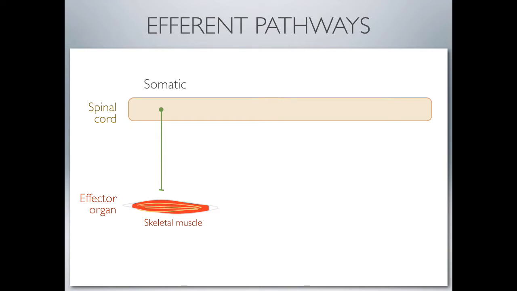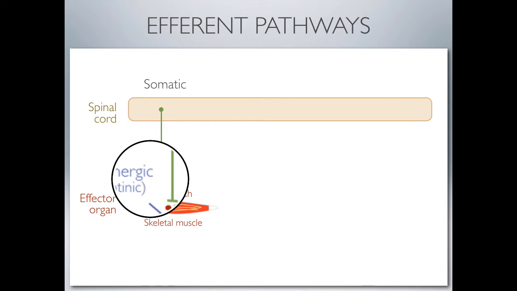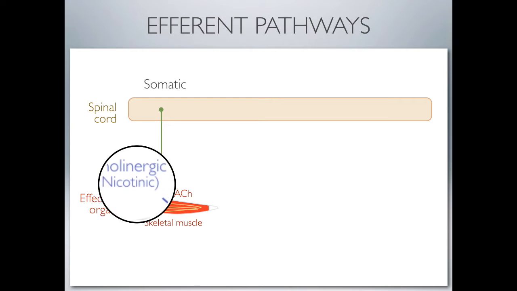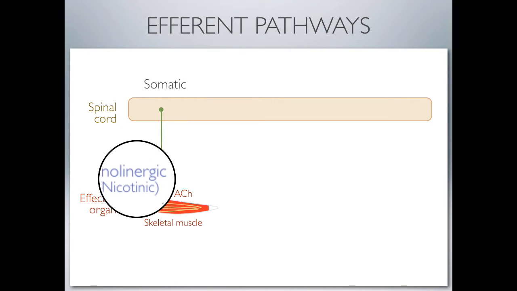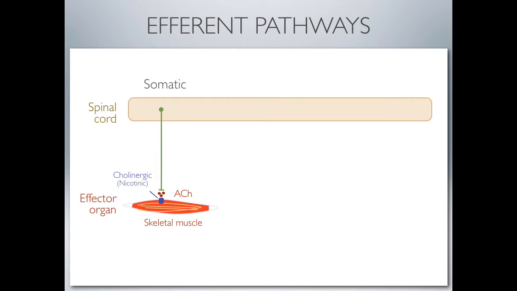All right, so somatic. We've got the motor neurons, acetylcholine, skeletal muscles. Now, the nicotinic receptors that we already know about are a member of a class of cholinergic receptors. That's because they are receiving acetylcholine. So that's another distinguishing feature of this particular kind of pathway.